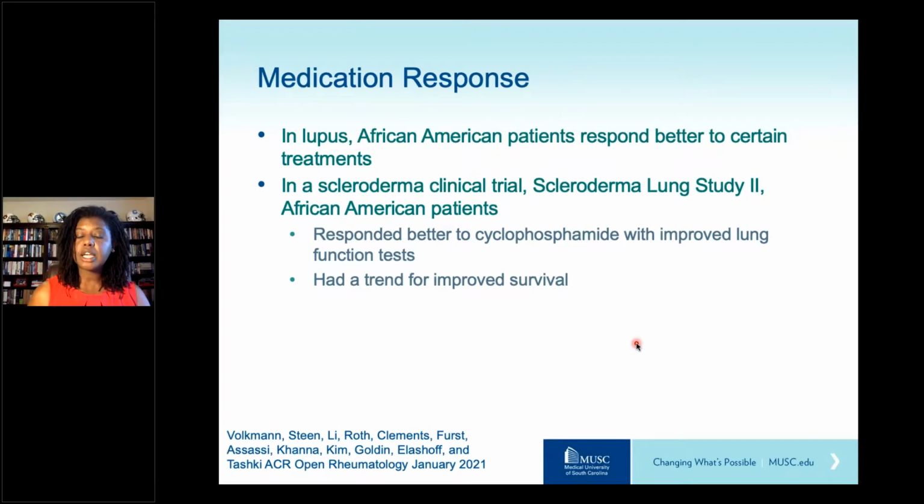And so interestingly, a recent study has been done on a clinical trial that took place several years ago called the Scleroderma Lung Study 2. And when they looked at their African American patients, they did see that African American patients that were treated with cyclophosphamide did show an improvement in their lung function test compared to non-African American patients. And also African American patients as a whole had a trend for better survival compared to non-African American patients.